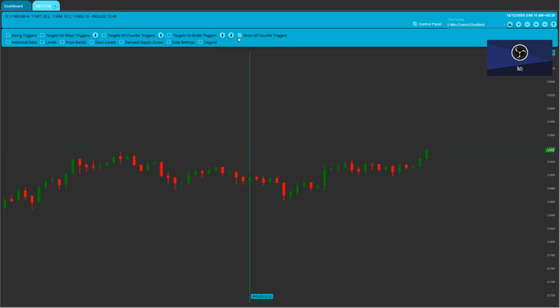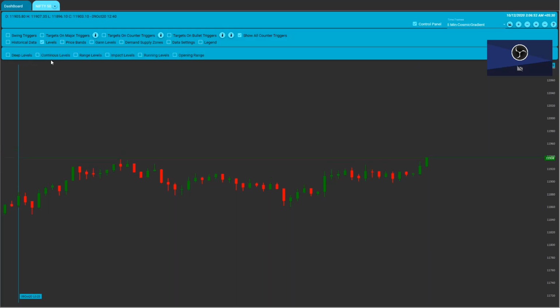So what happens? Normally, when the major trigger is in a positive direction and this is unchecked, then only opposite counter trends will be covered. Meaning if the major trend is positive, then we will cover the opposite, say downside counter trigger. And if this is checked, then all the counter triggers will be covered. Historical data means all the past levels or past periods will also be drawn.